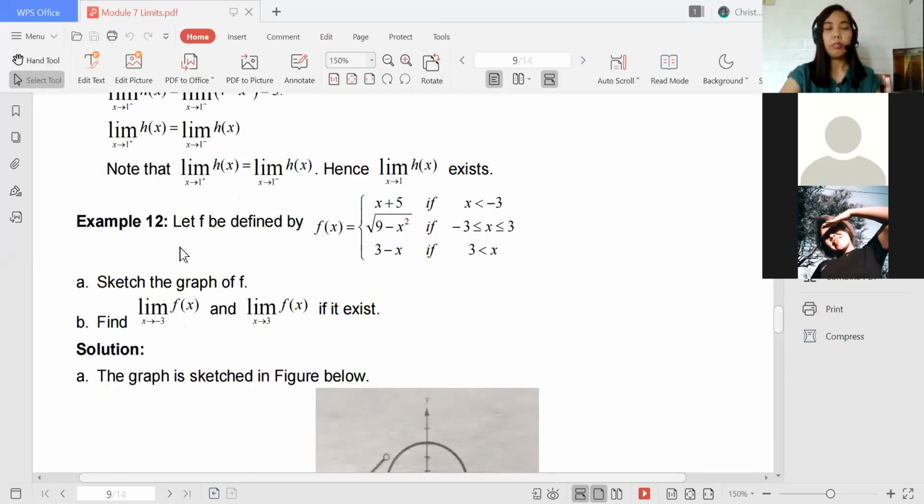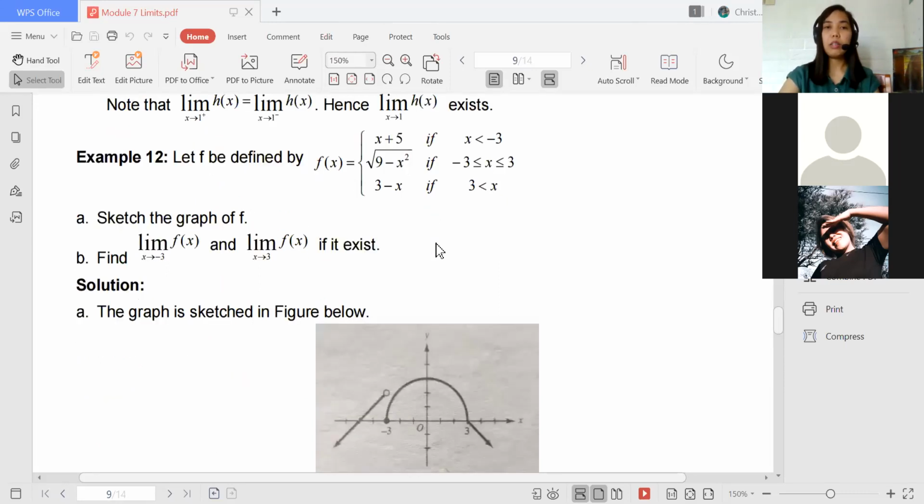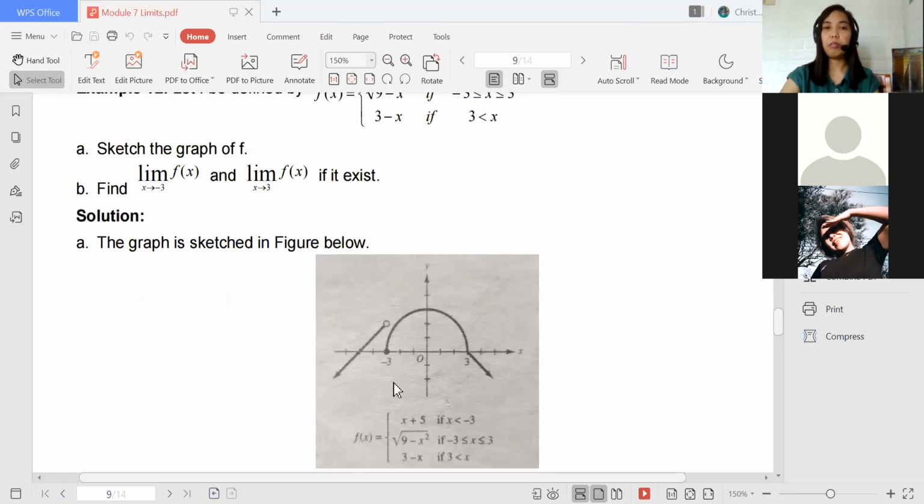Next. Example number 12, class. Let f be defined by f of x is equal to x plus 5 if x is less than -3. f of x is equal to the square root of 9 minus x squared if x is between -3 and 3. f of x is 3 minus x if 3 is less than x. So this is the graph, class, of the given function f. So let's try to answer sa whiteboard.